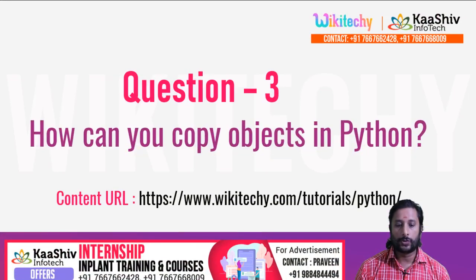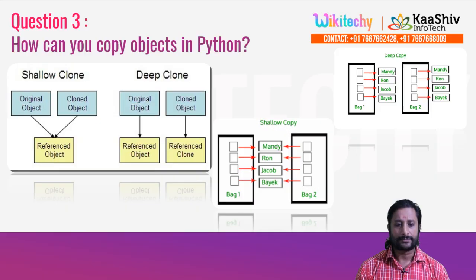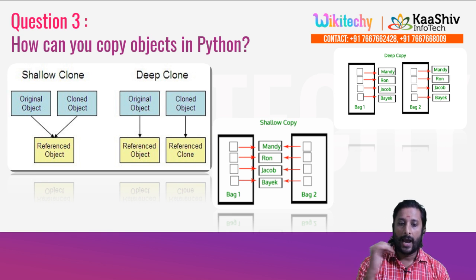Let's move on to the third question. How are you going to copy objects in Python? Obviously I guess a copy method should be there, right? Let's see what the method or functionality is. Before going ahead with the copy, we have 2 different types of copy: one is shallow and the other is deep. So you have a shallow clone and a deep clone.